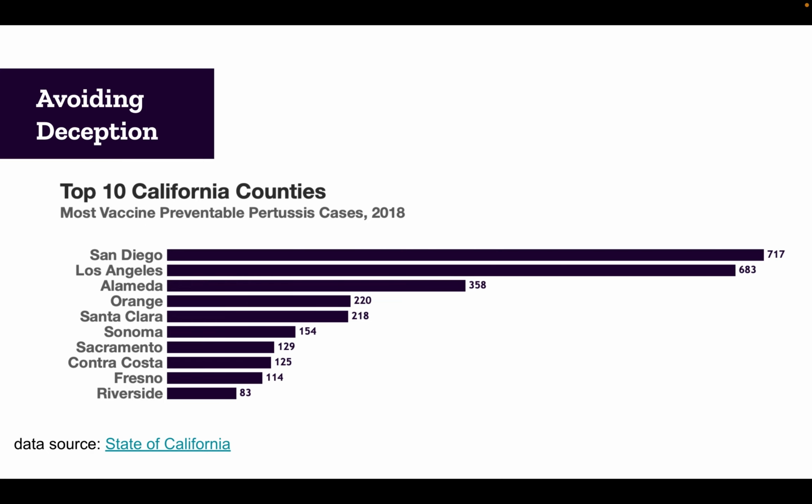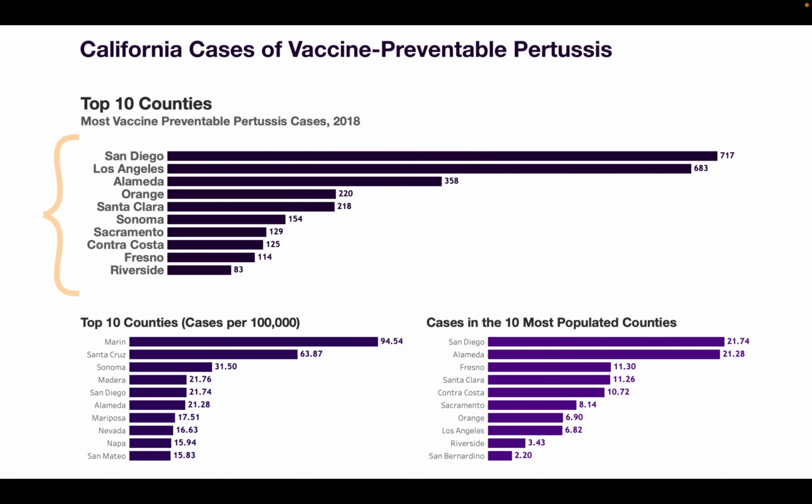Let's look at potential improvements. Here's our first bar chart at the top. Here, we create the same visualization looking at numbers that are fair to compare across counties, such as the rate of cases. Notice the top 10 list changes a lot.